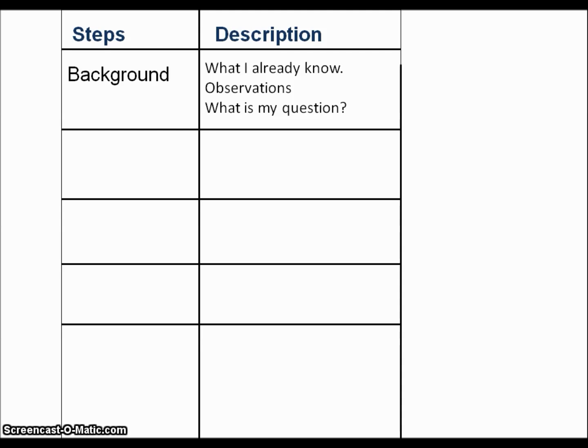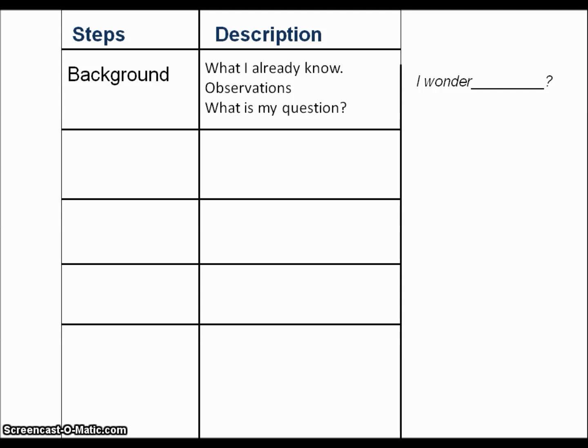All right, so step number 1 is called the background. Here's where you're going to write down what you already know about the topic, observations you've made. It could be from previous experiments or from readings or things we've talked about in class. And then you're going to come up with a question. What is the big question that you have about this topic that you want to test? Typically, it comes in this kind of sentence frame. I wonder, fill in the blank. I wonder what would happen if.